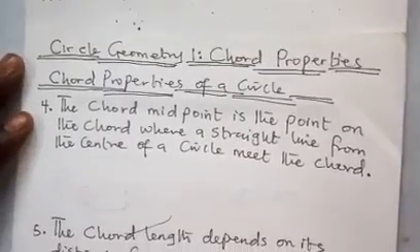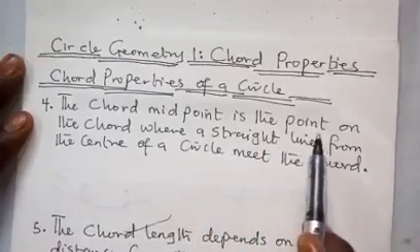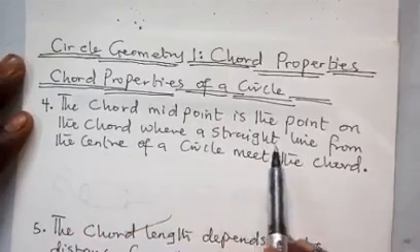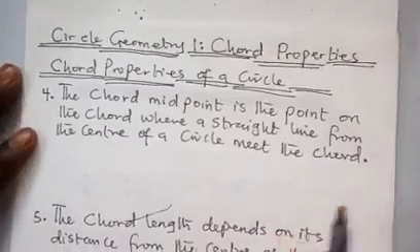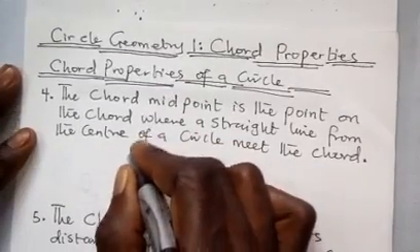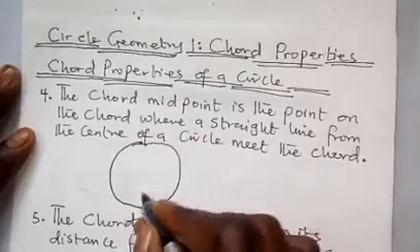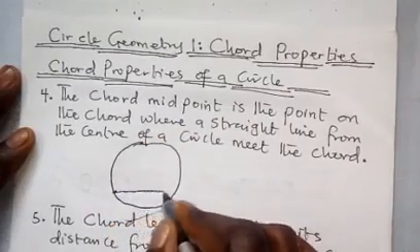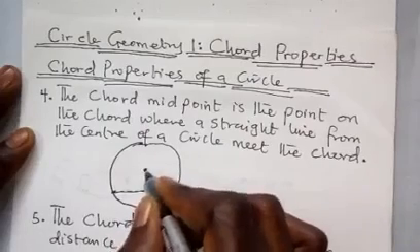Now the fourth property of the chord says that the chord midpoint is the point on the chord where a straight line from the center of a circle meets the chord. Now what are we saying here? If we draw a circle this way, and then we indicate the chord like this, then here, this is the center of the circle.